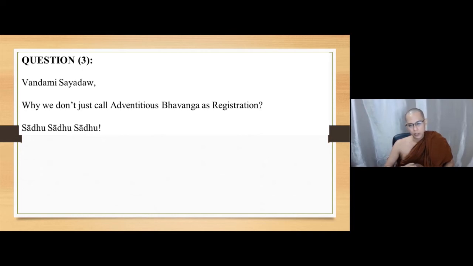Actually, the registration in Pali is Tadarammana. So according to that name and that nature, Tadarammana must follow the object of the Javana. To take the Javana's object, it needs to follow the Javana. But in this case, it does not take the same object as the Javana. It takes a different object. That is why the name Tadarammana, or registration, does not match that mind moment. That is why it changes to the Bhavanga.